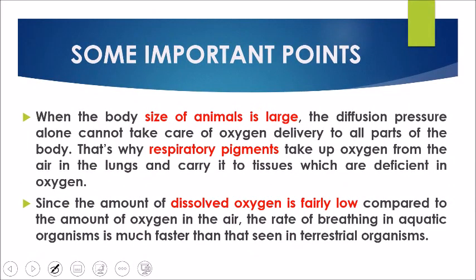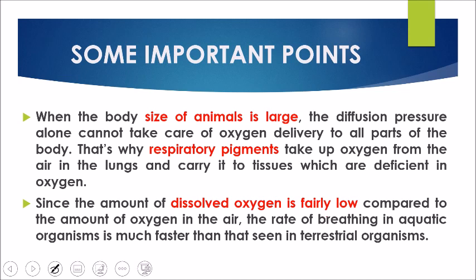Some other important points. Now remember this, that when the size of the animal is large, diffusion cannot take place, and that is the reason why we have respiratory pigments. So that is why we have hemoglobin. There can be a question, why is hemoglobin important? It is not only important for transportation of oxygen to all parts of the body, it is also important to make sure that it takes up oxygen properly, efficiently, because as the size is larger, we cannot depend on simple diffusion process. We need respiratory pigments to do the job.